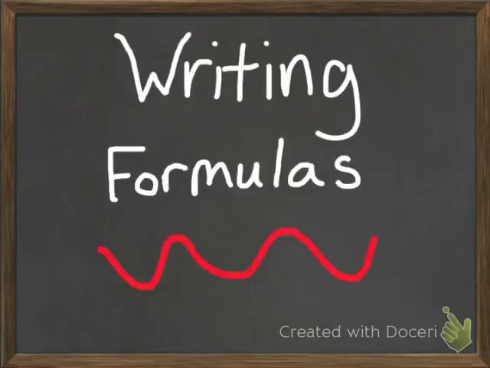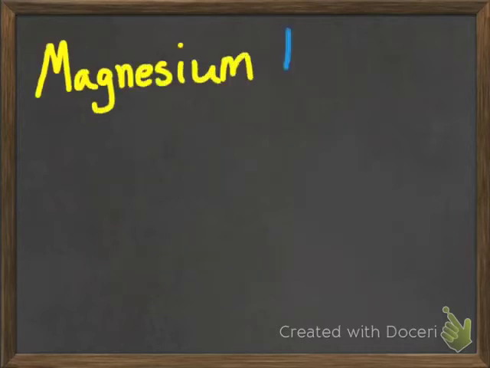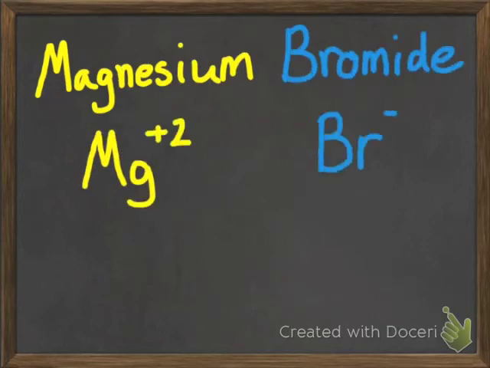Now we're going to be talking about writing the formulas. And this is where we're going to have to keep track of oxidation states. This one we'll have to really pay attention to and make sure that we get this right. The first one is we're going to write an ionic compound that's between magnesium and bromine.